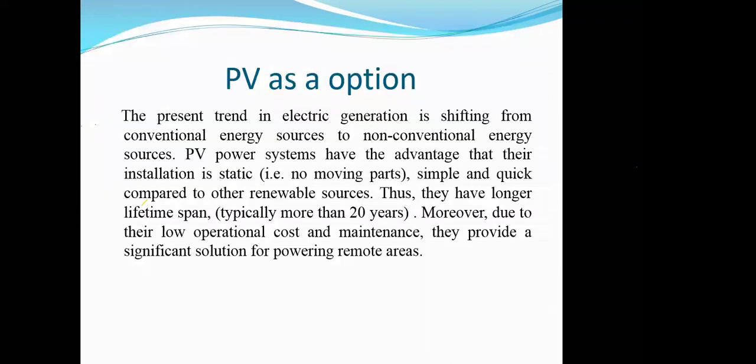So, PV as an option. The present trend in electricity generation is shifting from conventional energy sources to non-conventional sources. PV power system has the advantage that the installation is static. It has no moving parts. Because in all the other thermal power plants, we have generators with rotors, and they have moving parts. Here we have no moving parts. Most power plants have the synchronous generator or alternator, and they have moving parts, and when we have moving parts, the efficiency is reduced. So one of the major advantages is the static installation. It has no moving part. It is very simple compared to other renewable energy sources.